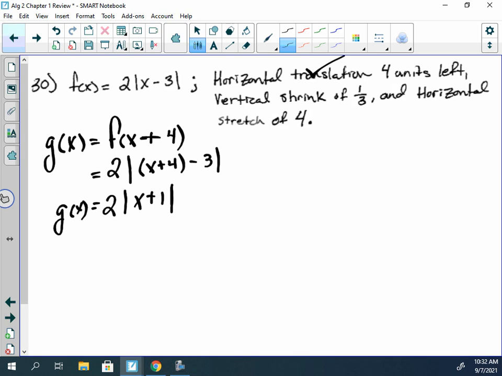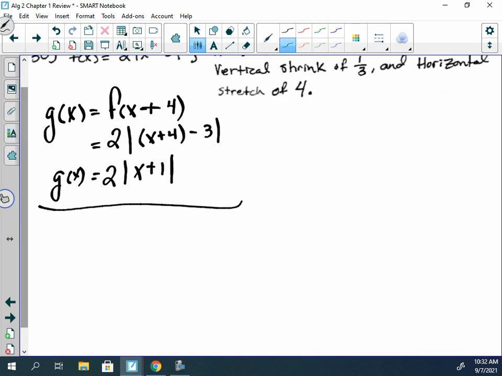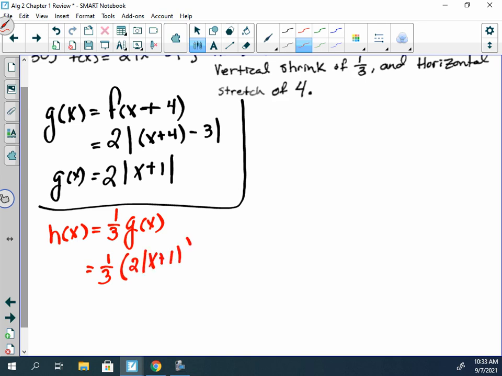Okay. What's our next one? Vertical shrink of 1/3. So this here is going to be our h of x is equal to a times g of x, or a times f of x. Since it's vertical, we're just going to say 1/3 times g of x, because vertical stretch and shrink, it does not change. Then our function g of x is 2 absolute value of x plus 1.